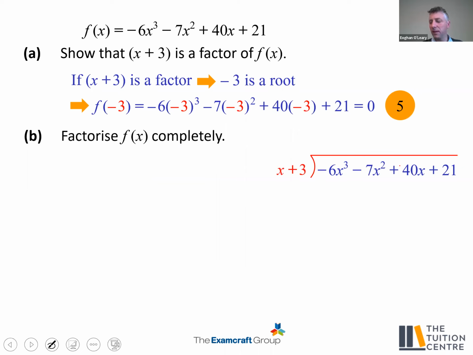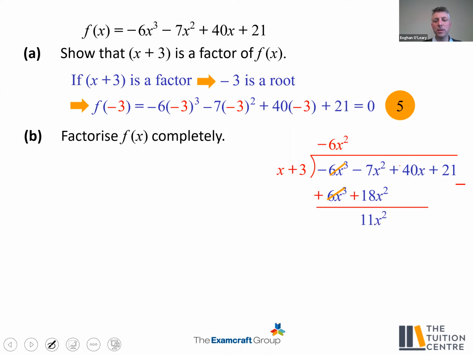So start off, the first term divides into the first term. So x divides into minus 6x cubed minus 6x squared times. Minus 6x squared times x is minus 6x cubed. Minus 6x squared times 3 is the minus 18x squared. Line underneath, change your signs. So the minus will become a plus in both cases. The first part obviously must cancel out. That's the whole purpose of it.